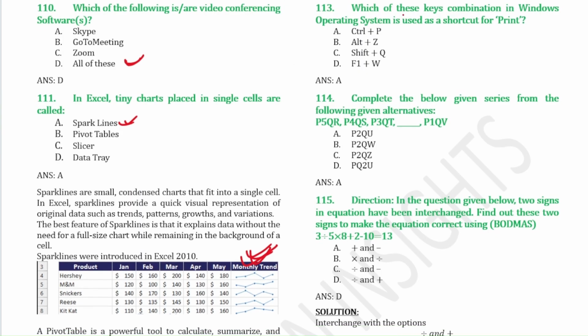Next question. Which of these key combinations in the Windows operating system is used as a shortcut for print? So Control plus P. Complete the series given below from the following options. So if you see the series carefully, the correct option will be option number A, that is P2QU, because RST here will be U, PPP, everything is P. Okay, so you can just follow the letters one by one and you'll get the answer.